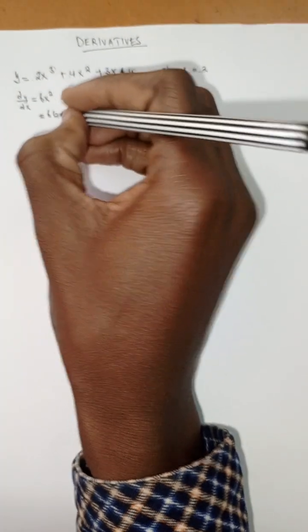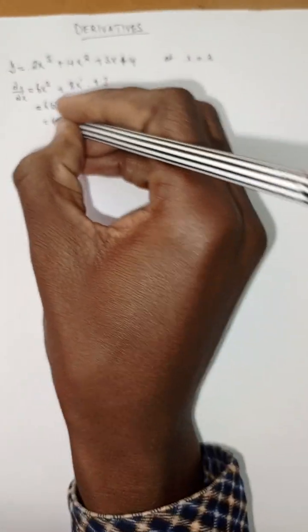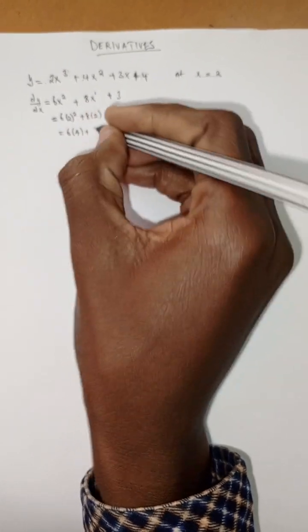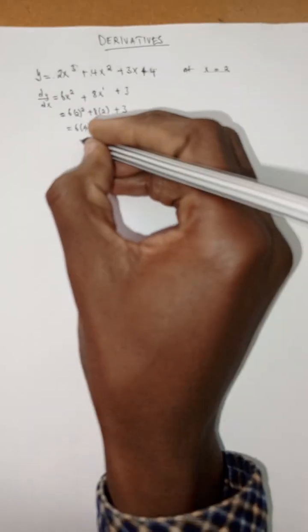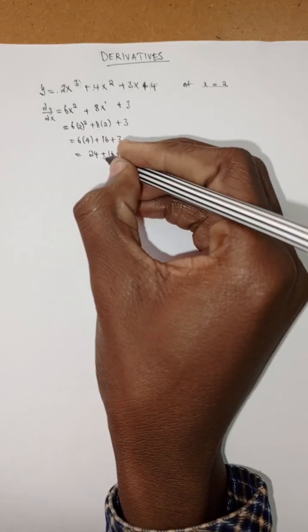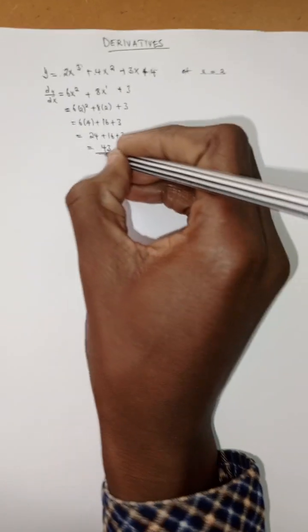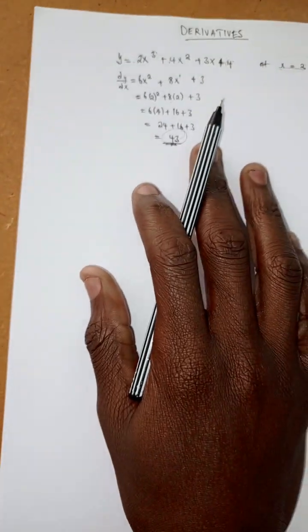So since we are trying to find the gradient at x equals 2, so that is 16 plus 3. So we have 24. So that's 43. So this is the gradient at x equals 2.